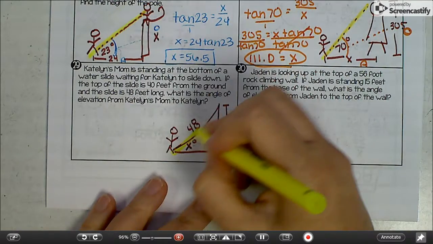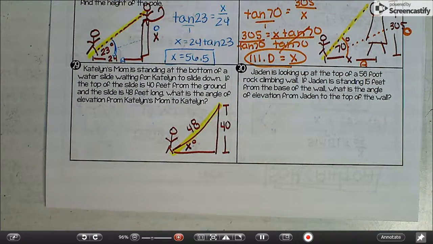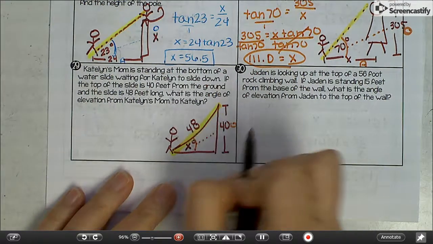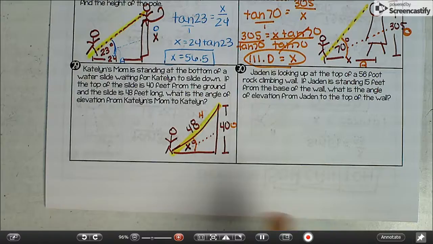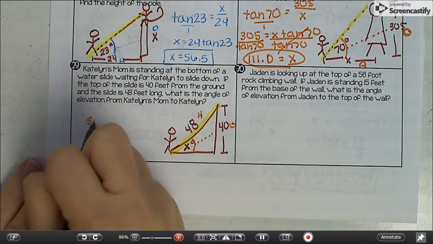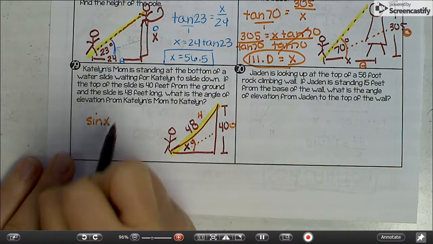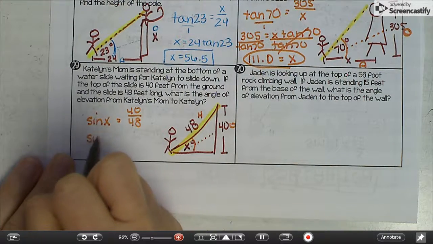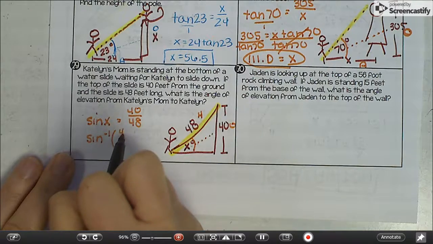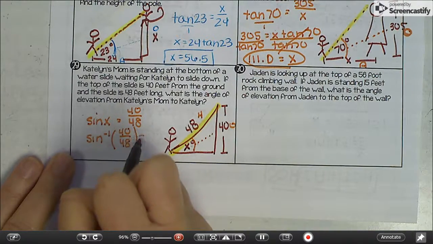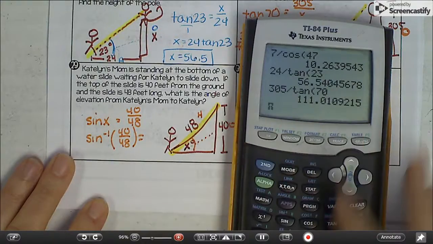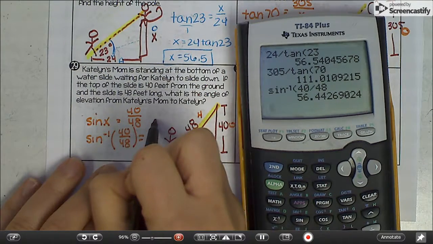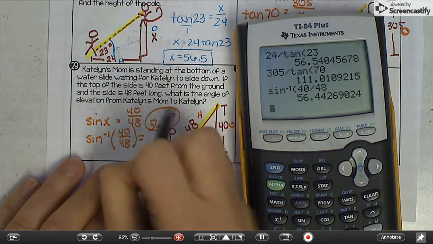So the slide is the hypotenuse. Here's our angle, so we're going to go across. We have opposite and hypotenuse. That's sine. So we're going to do sine x, because we don't know the angle, equals 40 over 48. When we're looking for an angle, we use inverse. So it's 56.4 degrees, this angle.